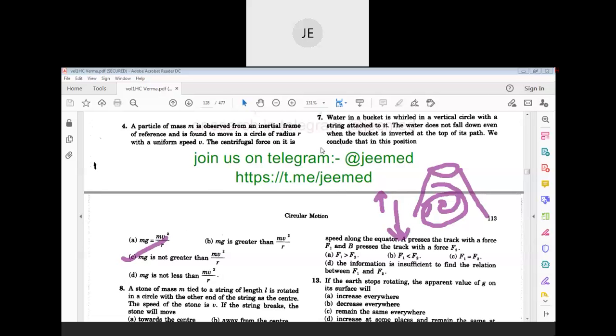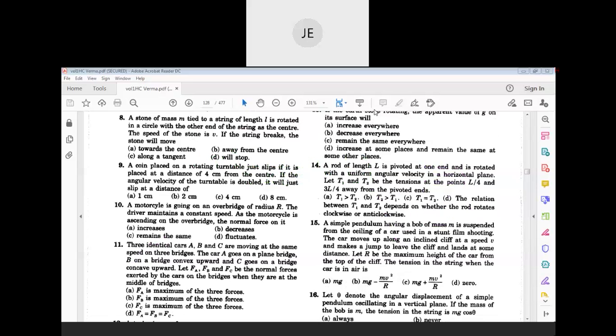Good. Stone is rotated and thrown. Question number 8. A stone of mass m tied to a string of length L is rotated in a circle with the other end of the string at the center. The speed of the stone is v. If the string breaks, the stone will move away from the center? Along the tangent. If the string breaks, it moves along the tangent.